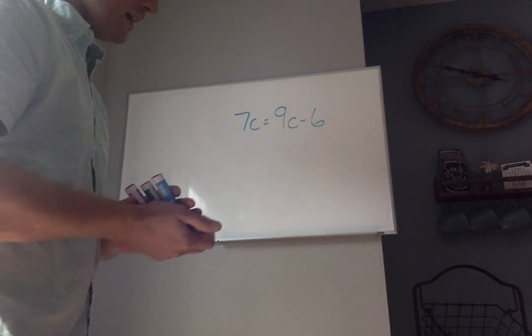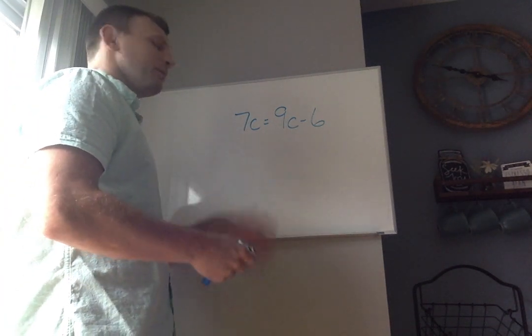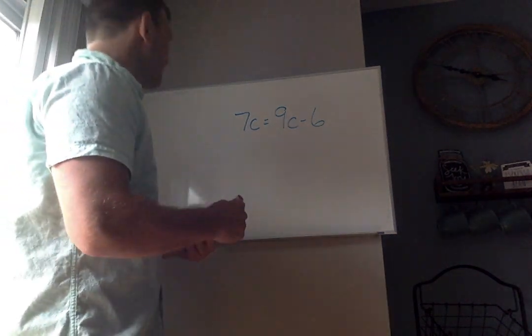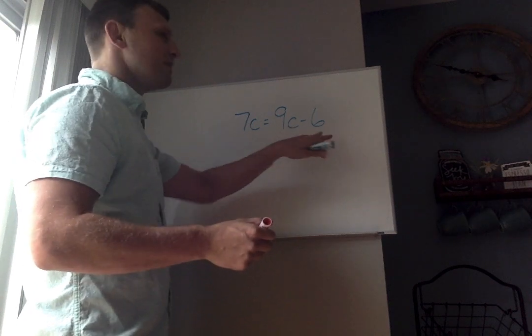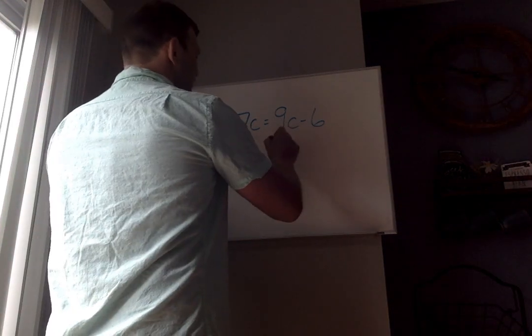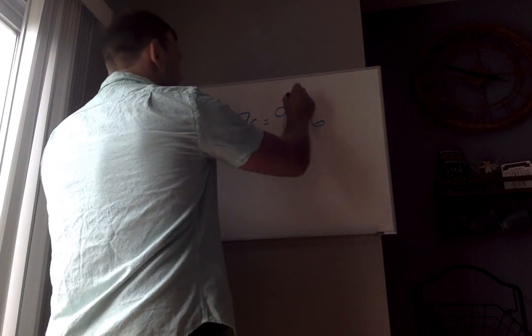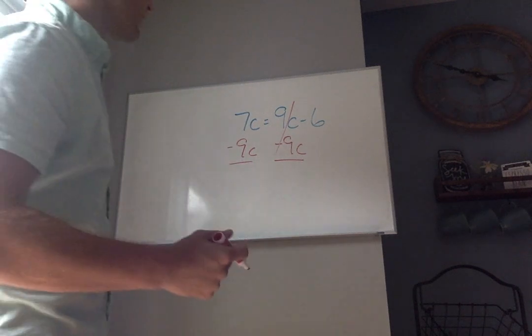I feel comfortable with dealing with variables on both sides, whether it makes them positive or negative, so that's how I'm going to deal with this problem. I notice over here, the c is already by itself. Over here, I have a c and a 6. So what I want to do is get rid of that 9c. And you want to get to the point where you feel comfortable with dealing with variables on either side.